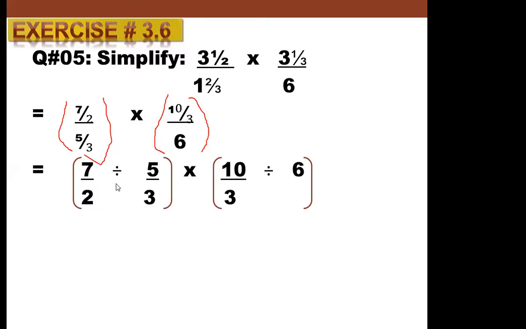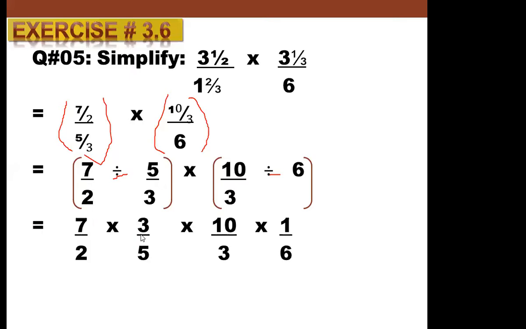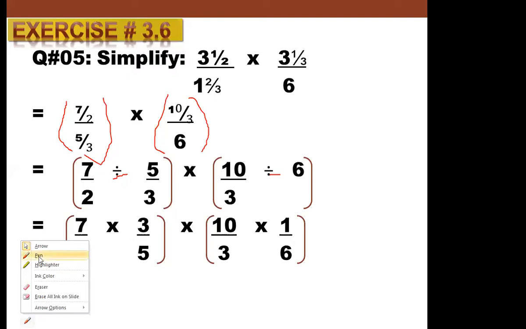Okay, now if you look very carefully, here you have the sign of division in both the fractions. So what you will do, you will simply convert this sign of division into sign of multiplication. How? You will simply write 7 upon 2 multiply by 3 upon 5, then multiply by 10 upon 3. Sign of division will be converted into sign of multiplication, and then it will become 1 upon 6. Now I'm going to reduce it.